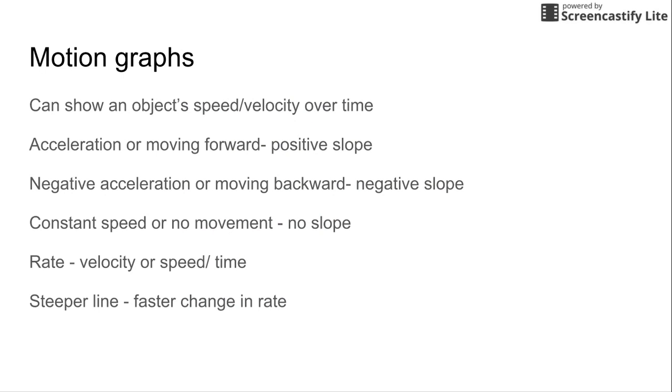Motion graphs can show an object's speed or velocity over time. Acceleration or moving forward has a positive slope. Negative acceleration or moving backwards has a negative slope. Constant speed or no movement has no slope. Rate is talking about the velocity or speed over time. And the steeper the line, the faster the change in rate.